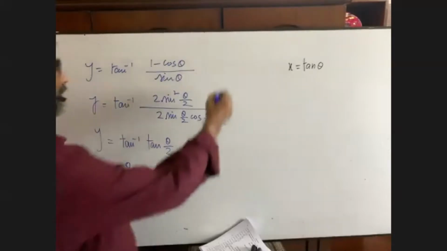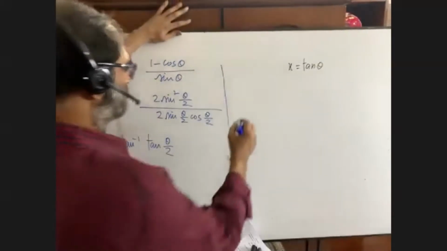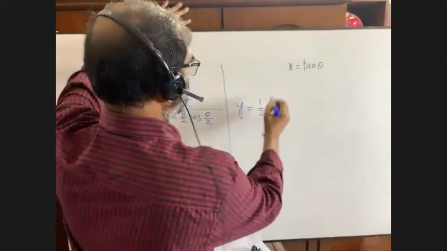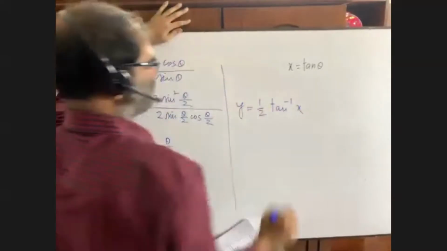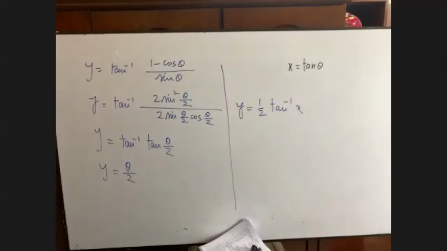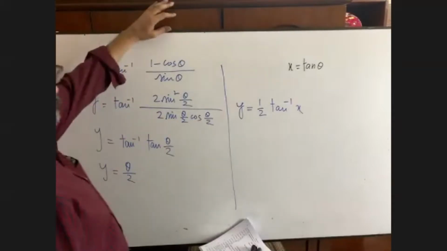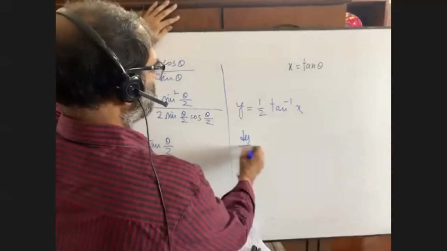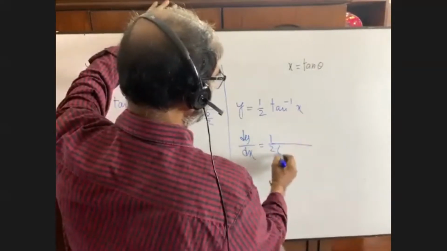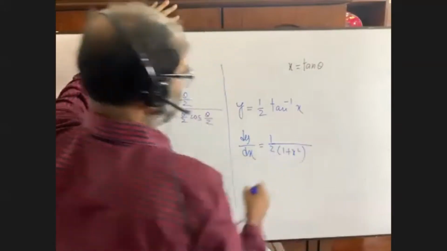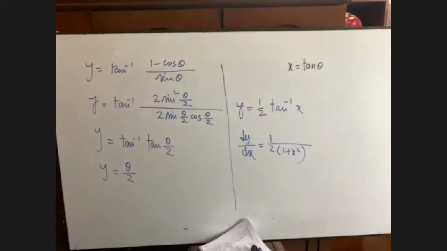So y is equal to theta by 2. That means theta equals tan inverse x, right? Theta by 2 means half into theta, so half into tan inverse x. So from here we can easily find dy by dx is equal to half, that is 1 plus x square. Math is done. It's not hard.